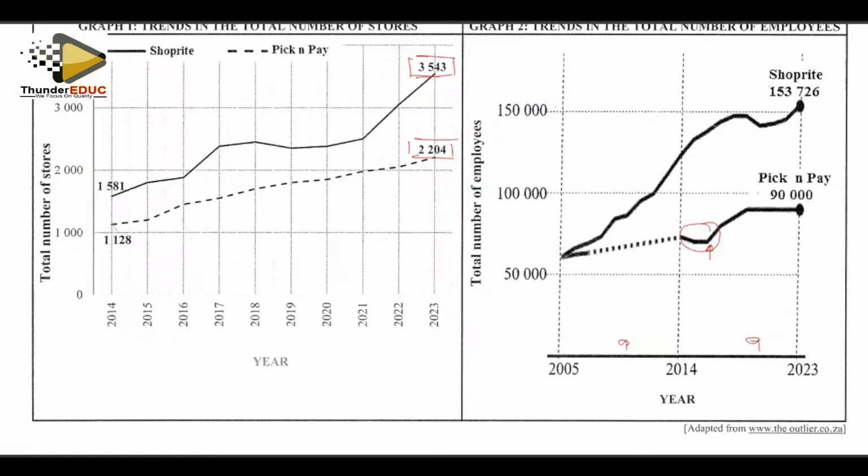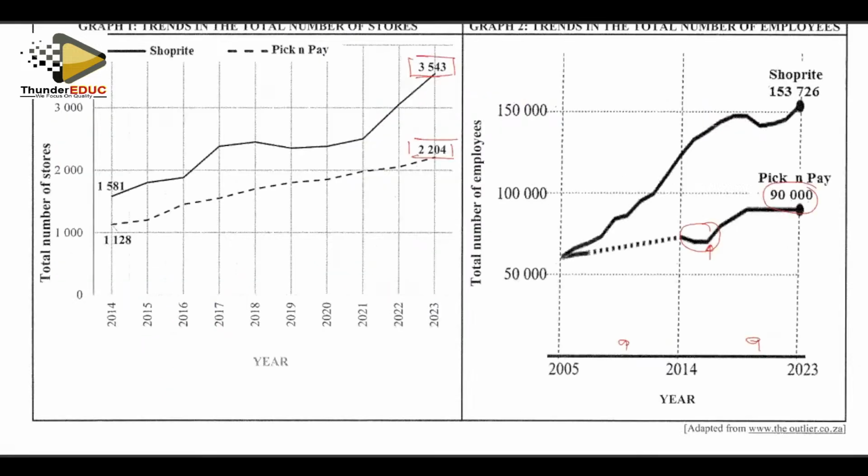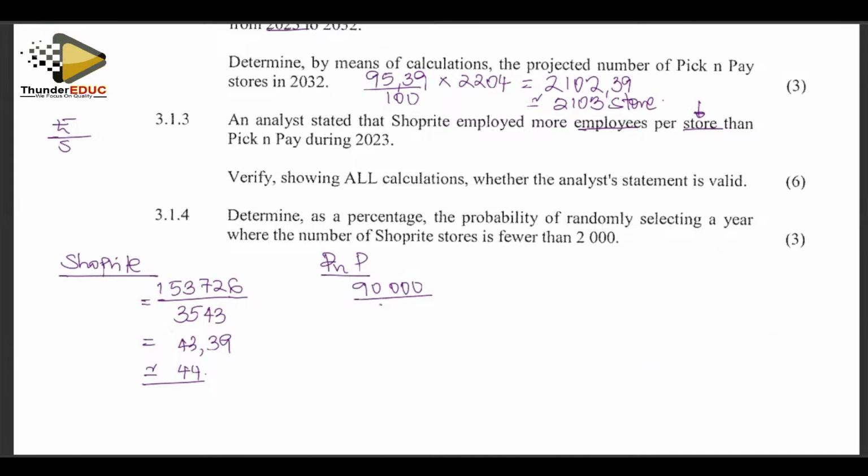We shall come here. Look, Pick and Pay. How many people were there? They were 90,000. So 90,000 divided by the number of stores. The number of stores were 2,204. So we divide by that. And we ended up having 40.83. Since these are human beings, we have.